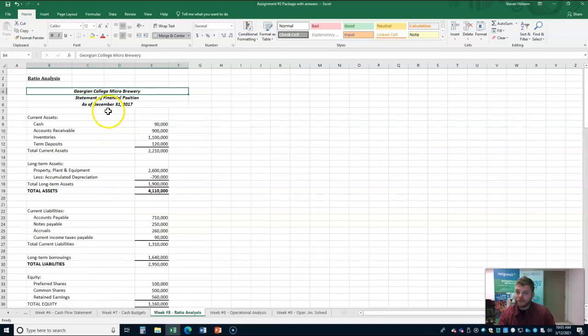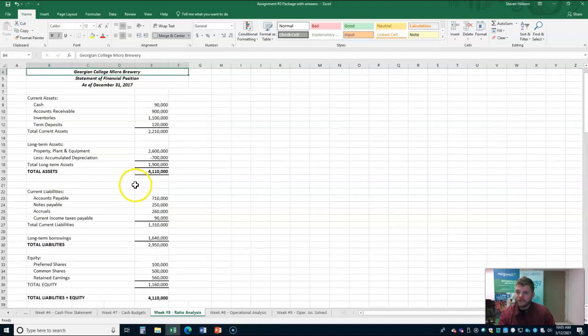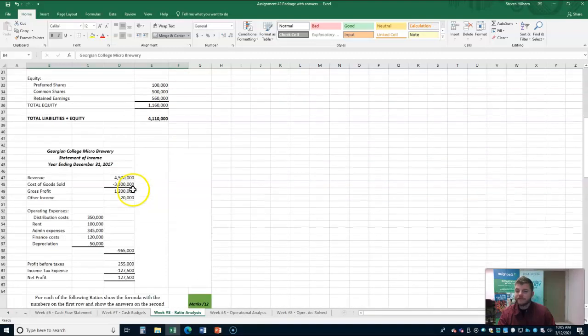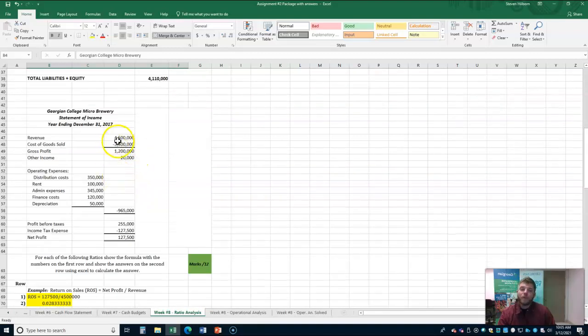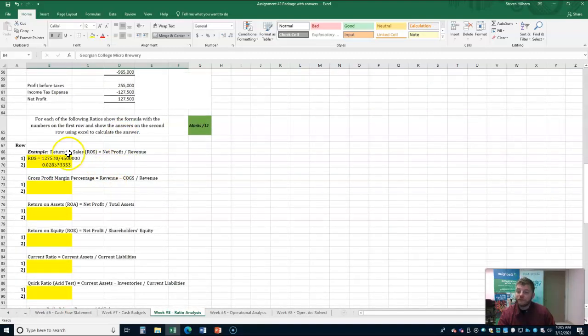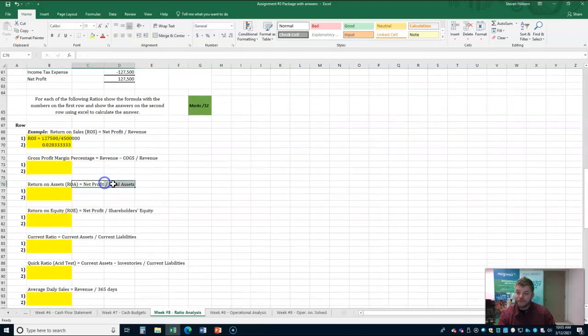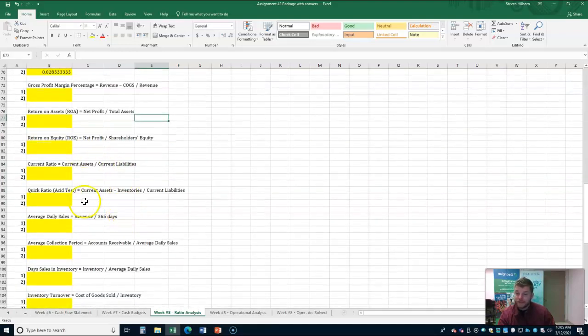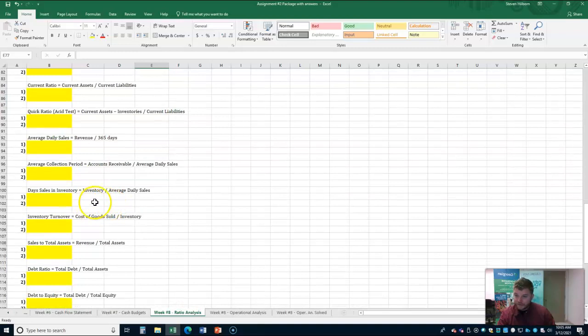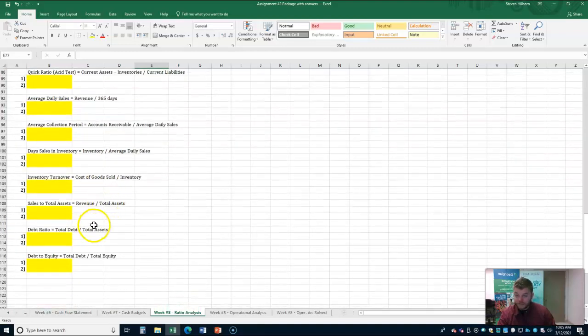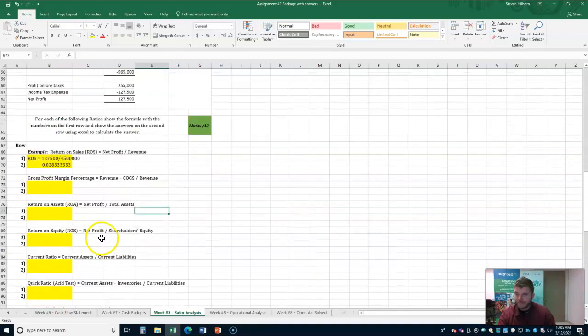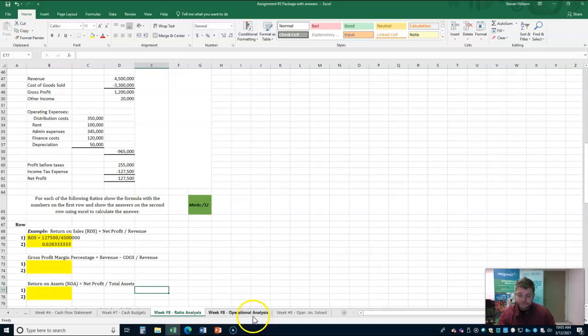So this is a balance sheet here for the Georgian College Microbrewery, and this is also the income statement. What would be required of you is to go through and do each of these individual ratios. So these are the formulas for everyone, so you just got to go through and determine it. It shouldn't give you much trouble at all. Basically, all you're doing is just finding the number, dividing it by the other number, and coming up with the answer. So really, it's just kind of a click and play.